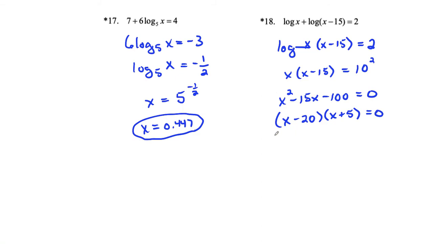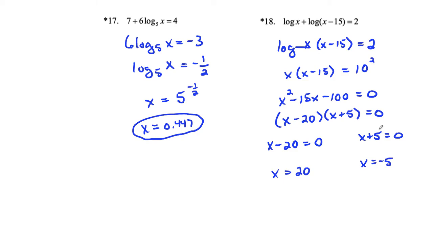All right, set each of these equal to 0. So x minus 20 equals 0, x plus 5 equals 0. I don't know why I'm doing this part of the work, but just to help those of you who might like to listen to me and watch me write. All right, so we get two solutions here, x equals 20 and x equals negative 5.